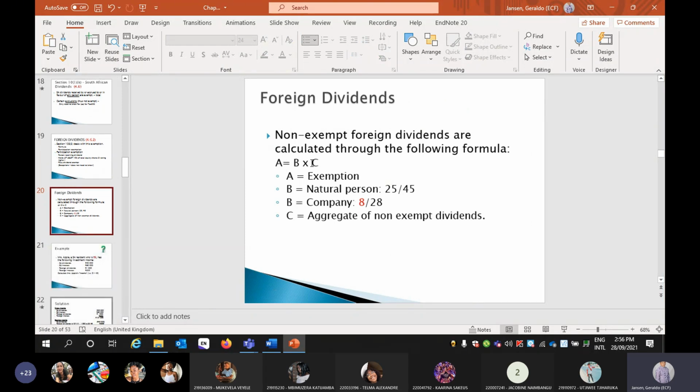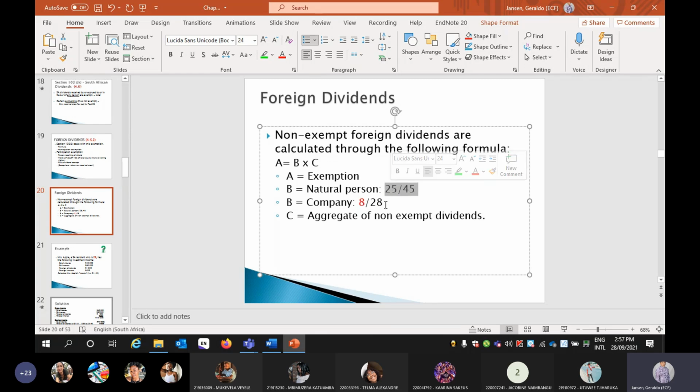The formula is A equals B times C. A is obviously the exempt portion that you want to calculate. So non-exempt foreign dividends are calculated through the following formula: A equals B times C. A is obviously the exempt amount. B for a natural person is 25/45. And B for a juristic person is 8/28. Guys, these things are fixed. You should know them. I will tell you now where they got it. And C is the aggregate of the non-exempt dividends.